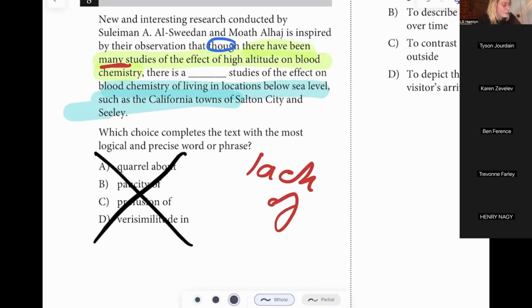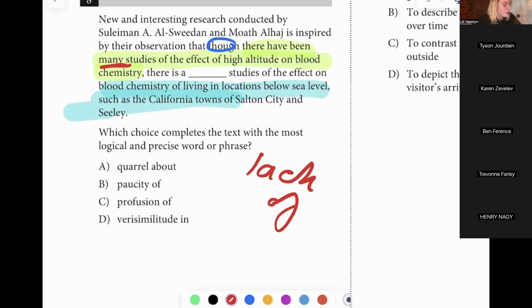And then when we reveal our answer choices, we can look through. Verisimilitude doesn't work. Profusion is the opposite of what we want. That means lots of. Quarrel about: we're not saying that they're arguing, we're just saying that there's more of one thing and not the other. And so here we want paucity of studies on below-sea-level blood chemistry. Paucity just means small or insufficient quantities.